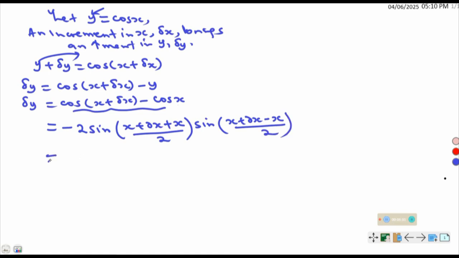So this will be the same as having minus 2 sine of, I will try to simplify this expression. This is x plus x, which is 2x, but we are dividing it by 2. So that will give us x plus delta x upon 2. Then sine of x, and x will cancel out, and you will remain with delta x upon 2. So this is our delta y.